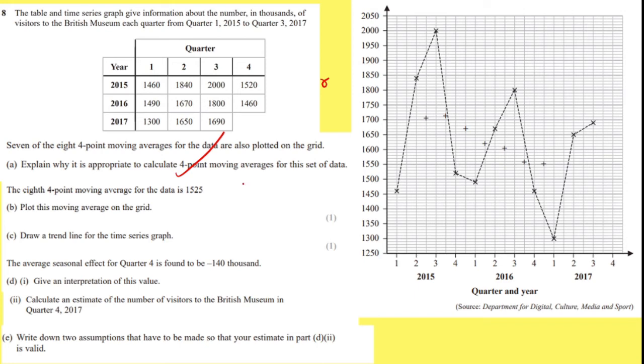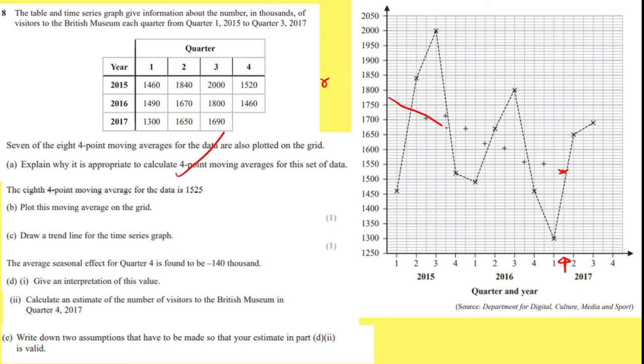The 4-point moving average is 1,525. That's a bit of a clue here because you can see all the other points are 2 apart. So you know it's 2 apart, which means it's going to be up here. Okay, and don't look at things between 1 and 2. It's essentially between 4 and 3 because that's the middle point of all your averages, and it's moved up to 1,525, 1,500. So it's going to be halfway between there and there. Okay, draw a trend line for the graph.